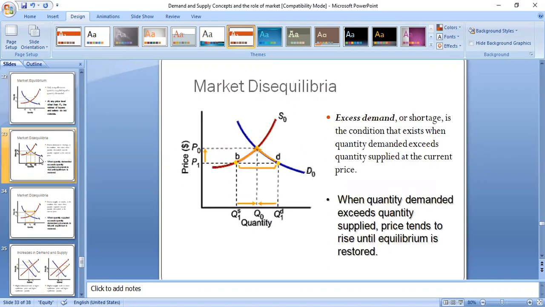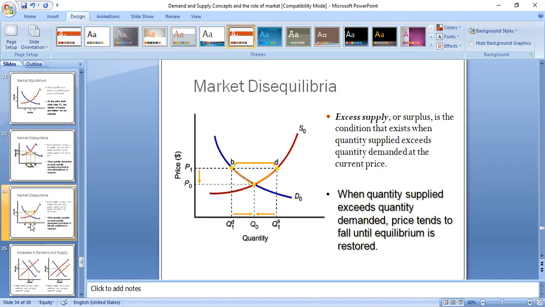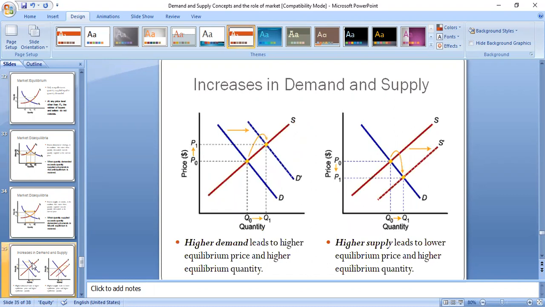All right. So we've already seen that below the demand curve, we have a shortage. Above the demand curve, we have a surplus or excess supply. And we've seen the implication of both shortage and surplus, right? And we've seen the increases in demand and the increases in supply, right?